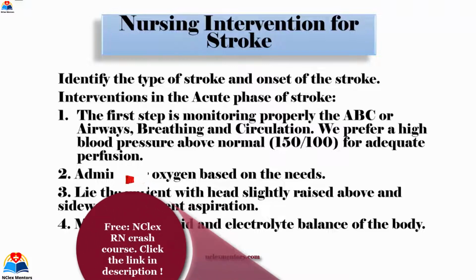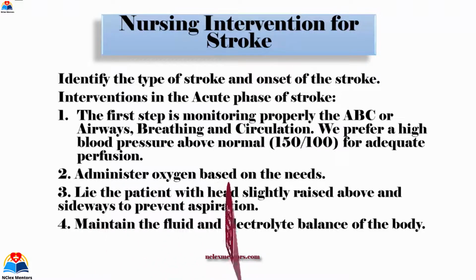If the tongue has folded back or if there are any secretions blocking the airway, we may need to clear the air path as well with the help of suctioning. For circulation, basically, we prefer a high blood pressure above normal, or 150 by 100, for adequate perfusion. Next, you may need to administer oxygen based on the needs. Lie the patient with the head slightly raised and sideways to prevent aspiration.